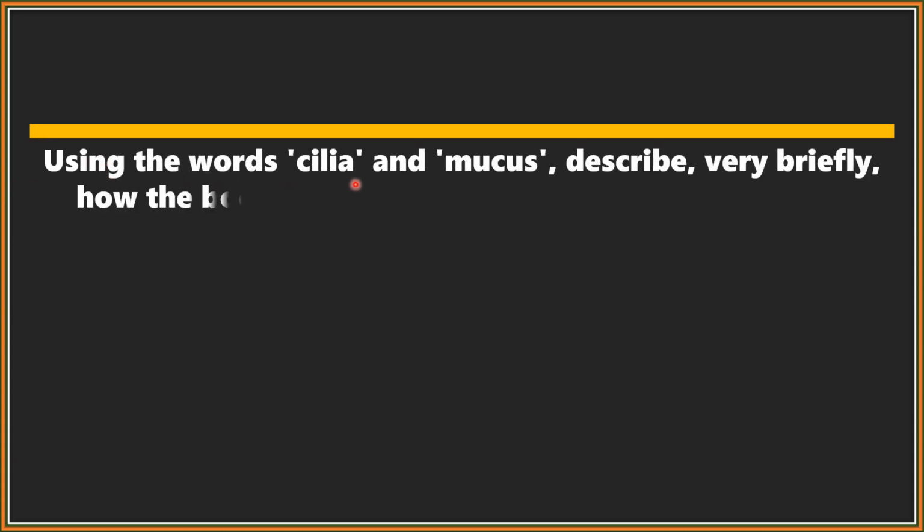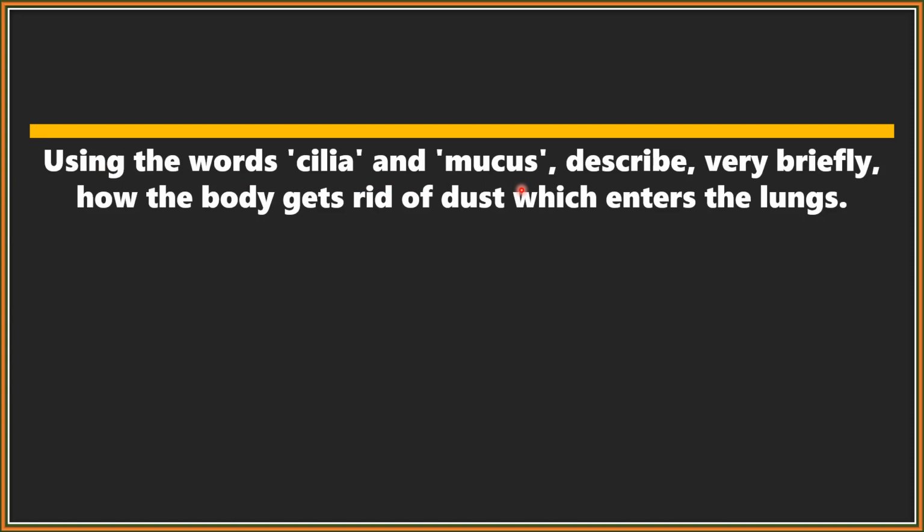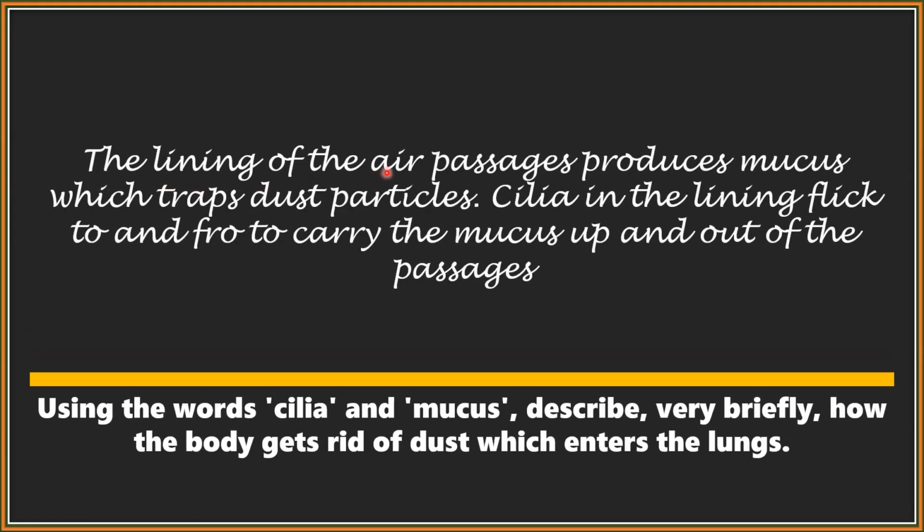Using the words cilia and mucus, describe very briefly how the body gets rid of dust which enters the lungs. The lining of the air passage produces mucus, which traps dust particles. Cilia in the lining flick to and fro to carry the mucus up and out of the passage.